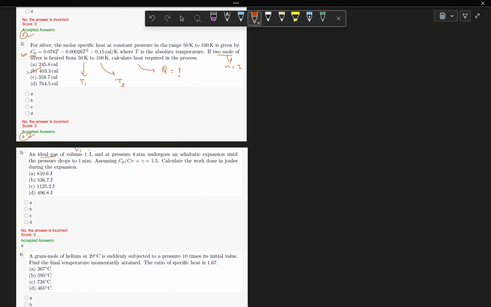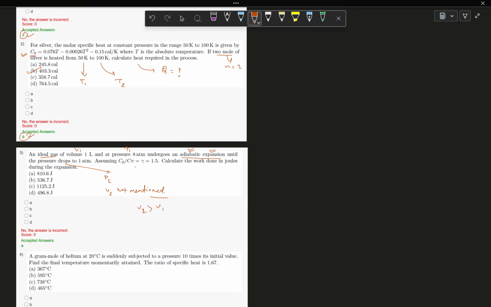So this is the initial volume V1, 1 liter, and this is the initial pressure P1 of 8 atmosphere. Then the process this system is going through is an adiabatic expansion. So it is an adiabatic process and the volume is expanding. Final volume is not mentioned, but the final pressure has dropped to 1 atmosphere. P2 is 1 atmosphere. P2 is not mentioned directly in the problem, but obviously, because the pressure has dropped from 8 to 1 and this is an expansion process, the pressure will drop and the volume will expand. So obviously V2 will be greater than V1.